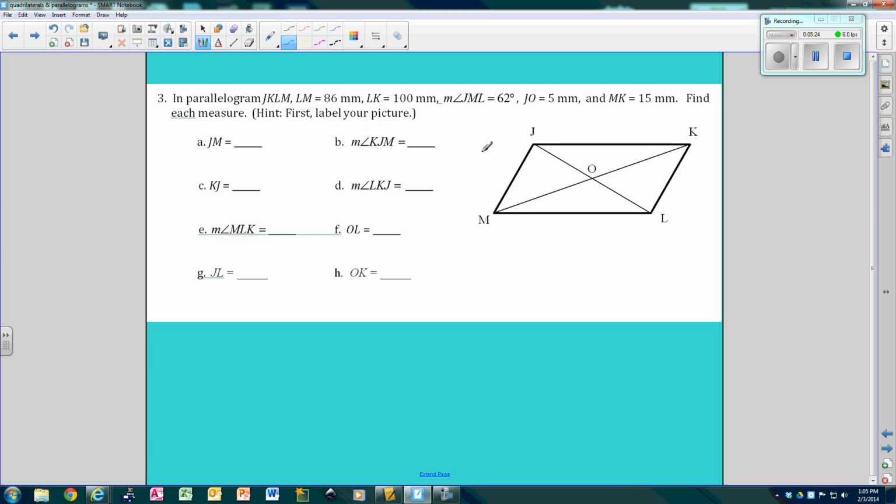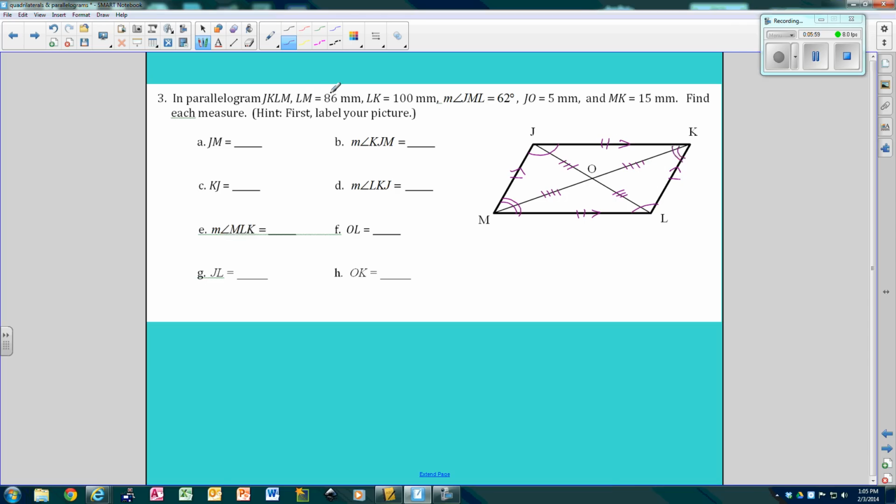Since it's a parallelogram, that means this side equals this side, and this side equals this side. This piece is equal to this piece because the diagonals bisect each other. It also means this is parallel to this, and this side is parallel to this side. It also means this angle is congruent to this angle here, because remember, opposites, and this angle is equal to this angle. Okay, so now I've got all that labeled with the marks.